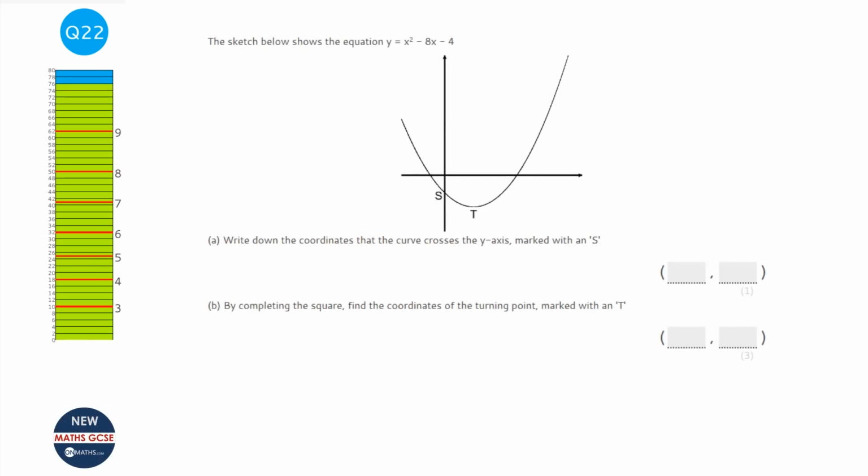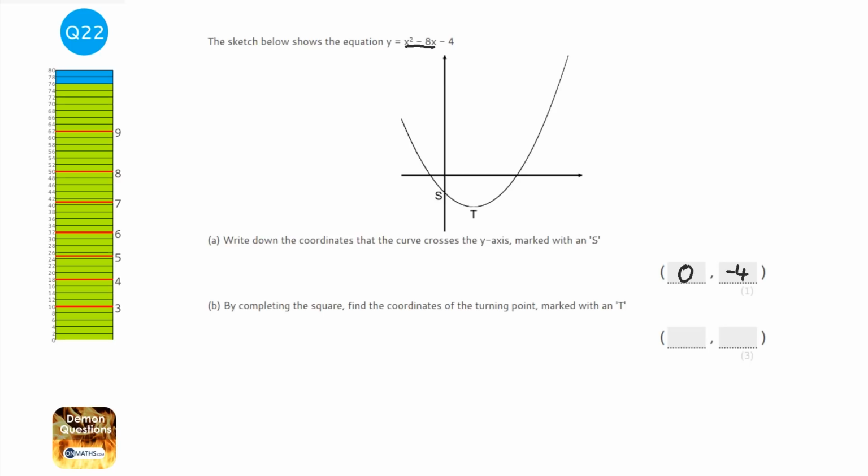Okay, the first question asks us to find the y-intercept. Now at the y-intercept x is 0, so if you have a look at our equation, these two terms will be wiped out because anything times 0 is 0, and we're just left with y equals minus 4. So x is going to be 0, and y is going to be minus 4, so that's nice and easy. Basically, whenever you just have a number in an equation, the y-intercept is that number, so it's going to be minus 4.